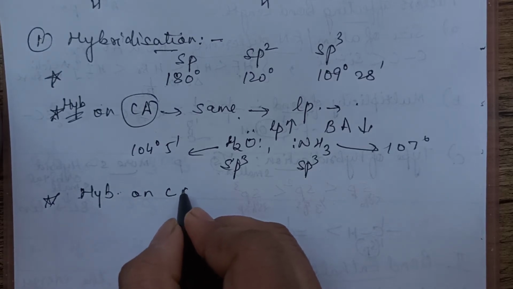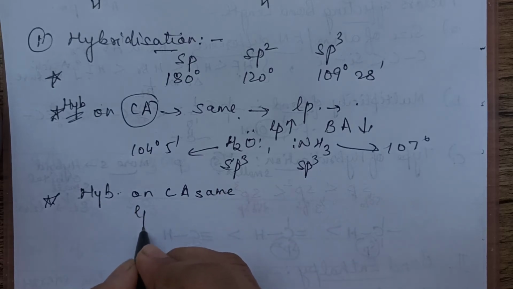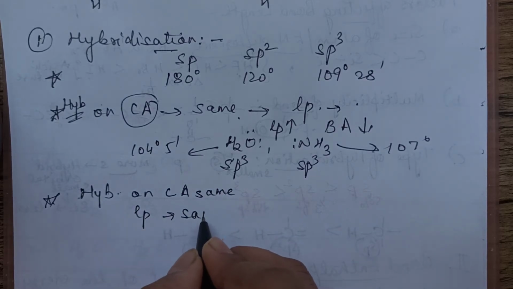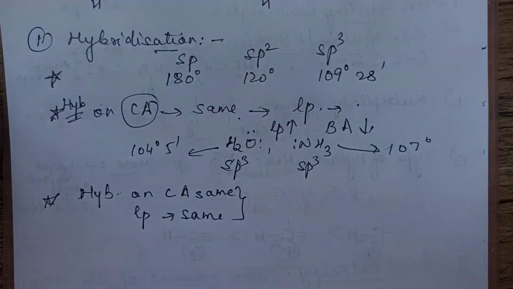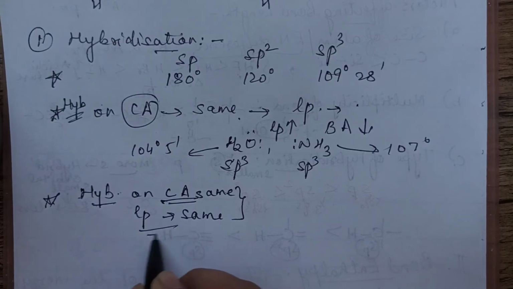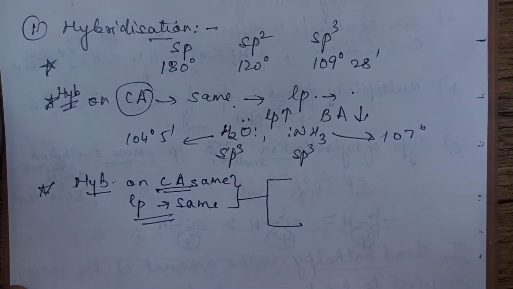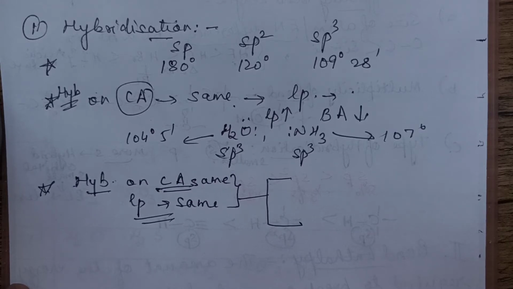Next point you have to consider: in case you find the hybridization on the central atom is the same and the lone pairs are also the same. In the previous case I told you the lone pairs were not the same. Here I am saying if the hybridization of the central atom is the same and the lone pairs are also the same, then you have to consider two cases. You have to check the surrounding atom and the central atom.